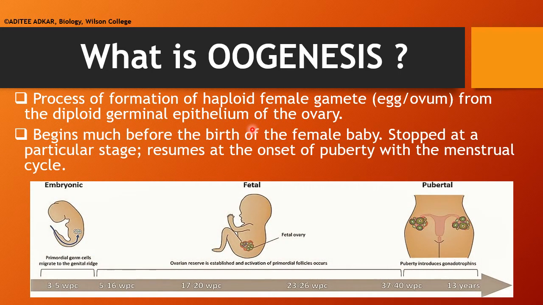This process begins much before the birth of the female baby. In the embryonic and fetal stage, a few phases of oogenesis are already completed. Then this process is paused. It again resumes on attaining puberty along with the beginning of the menstrual cycle. This is a major difference between oogenesis and spermatogenesis. Spermatogenesis only begins at the onset of puberty, while oogenesis has already begun before the birth of the female.